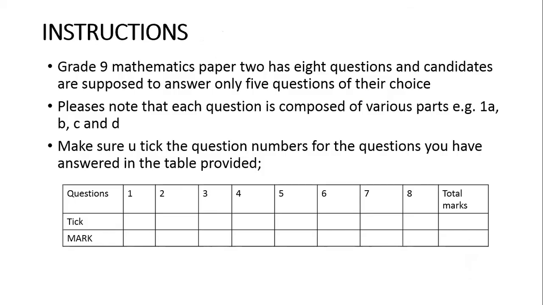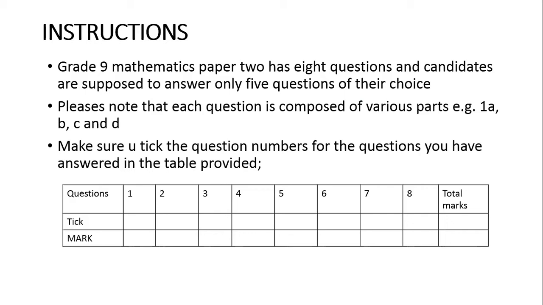Okay, so generally, I would love to bring to your attention a few of the instructions under paper 2. Grade 9 mathematics paper 2 has 8 questions, and candidates are supposed to answer only 5 questions of their choice. So please, when we say 5 questions, don't go to one question and just answer part A and say I've answered one question. Note that all the questions are composed of various parts.